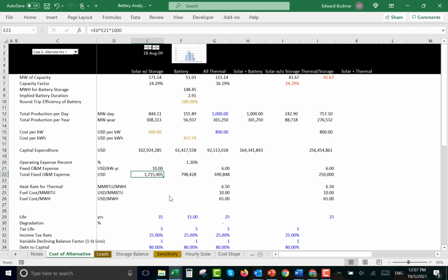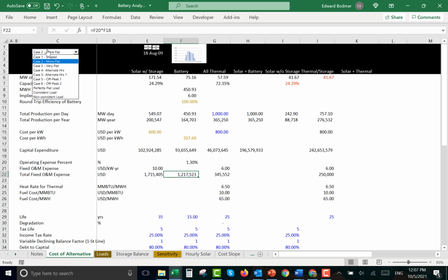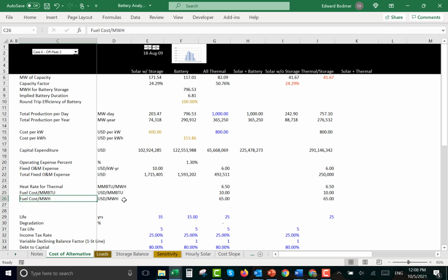So we have more O&M on the solar than on the battery. If we put a flat one, we have almost the same. If we put off peak, we can see what happens. And then when we put our fuel cost in, we need to know how many megawatt hours per year. Okay, and we have the cost per megawatt hour, so we can put the total fuel cost.